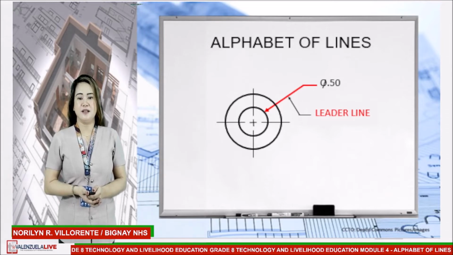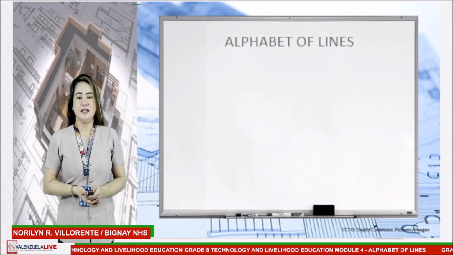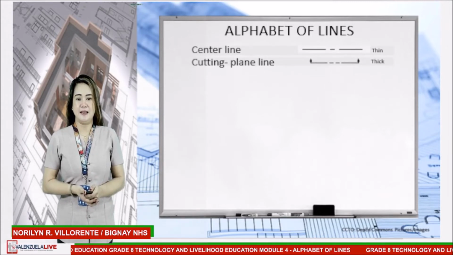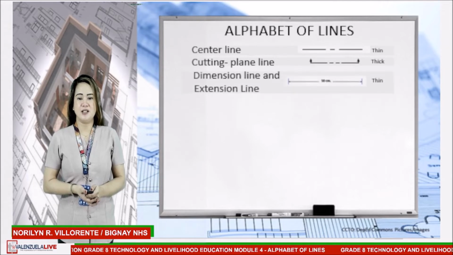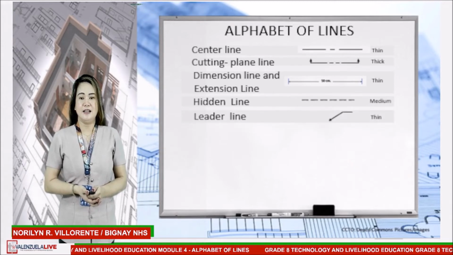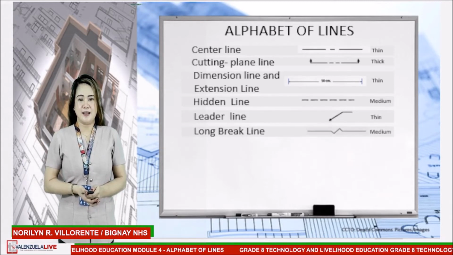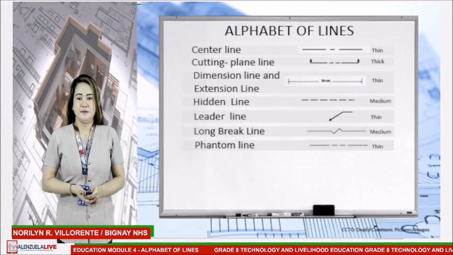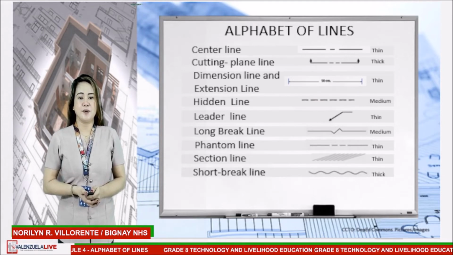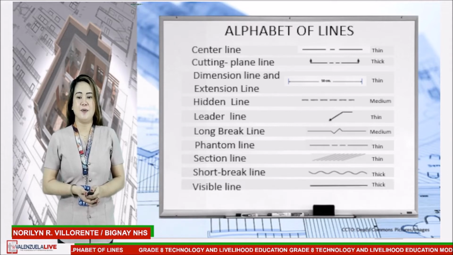Let's have a recap on the line symbols in the alphabet of lines. They are center line, cutting plane line, dimension and extension line, hidden line, leader line, long break line, phantom line, section line, short break line, and visible line.